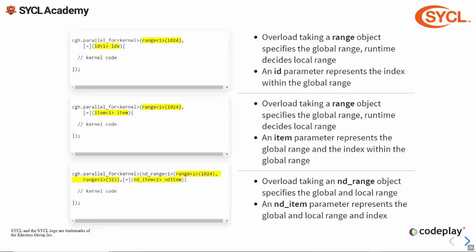The final variant takes an ND range object, which represents both the global and local ranges, and the callable takes an ND item object. This variant is useful for when you need to specify the local range in order to ensure a specific workgroup size.